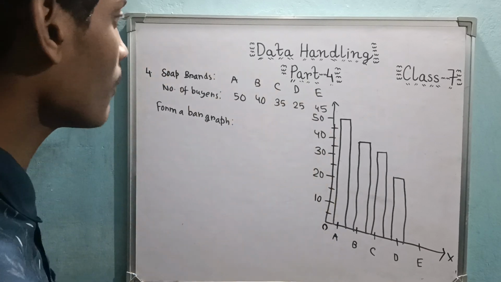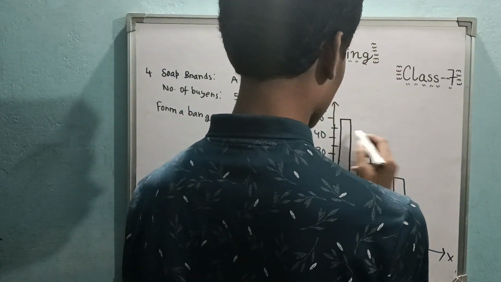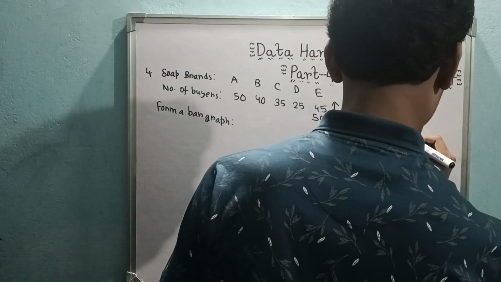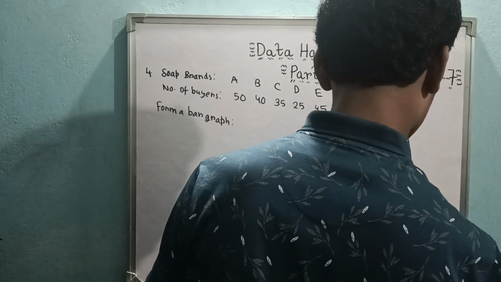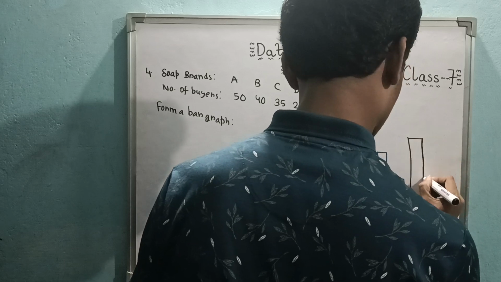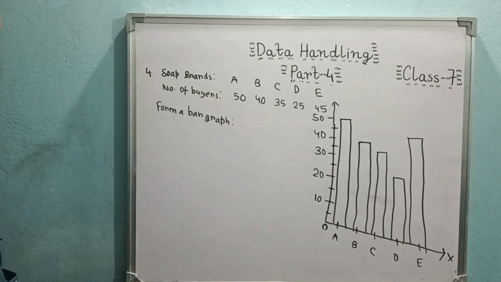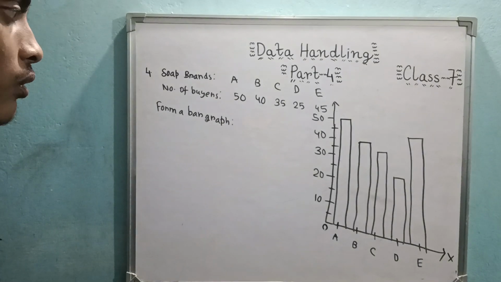Now see, the frequency of E is 45. So 40 is here, 45 is here. So mark the bar apex on top of 45. It's on 45, and mark the bar on E. This is my bar graph for this given set of values.